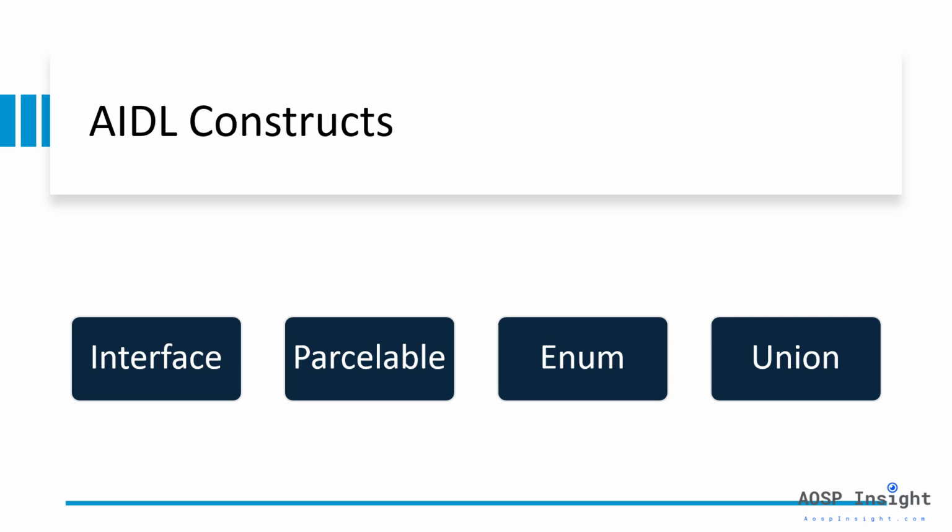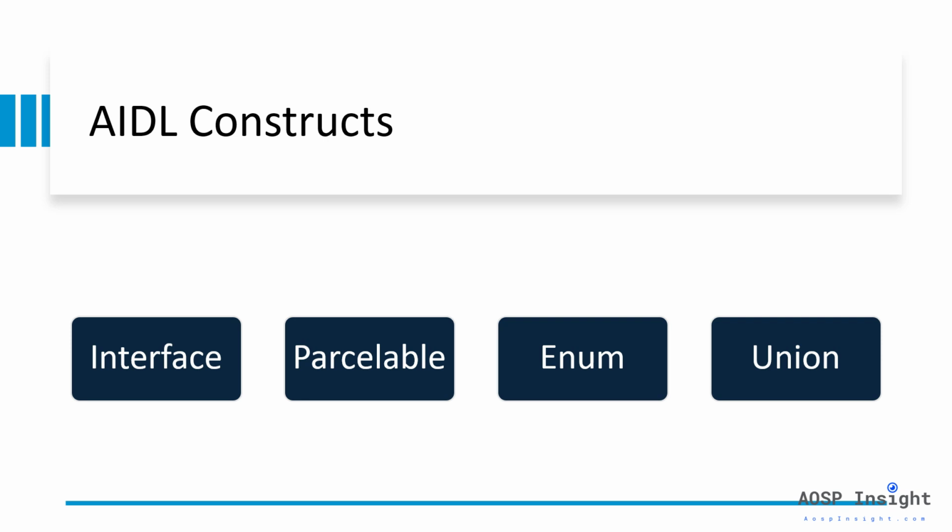We have almost four AIDL constructs that we can use in defining an AIDL file: interface, parcelable, enum, and union. And inside of the parcelable, you are able to use the other data types like primitive types, string, and list. So that's the structure that we need to follow to define an AIDL file.